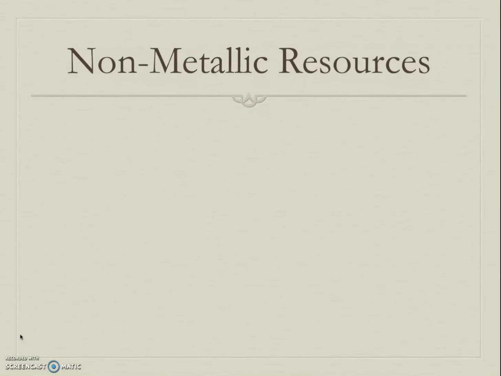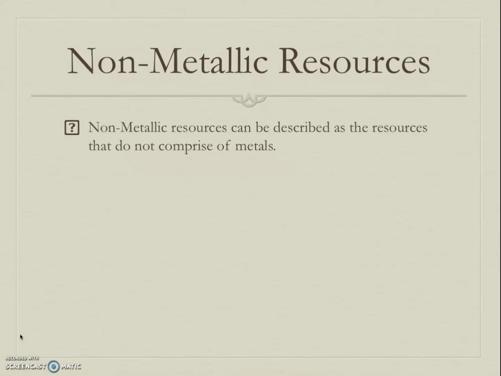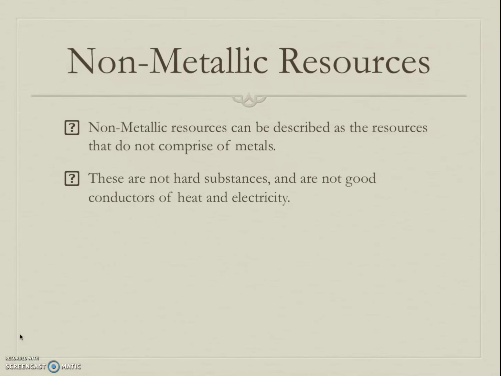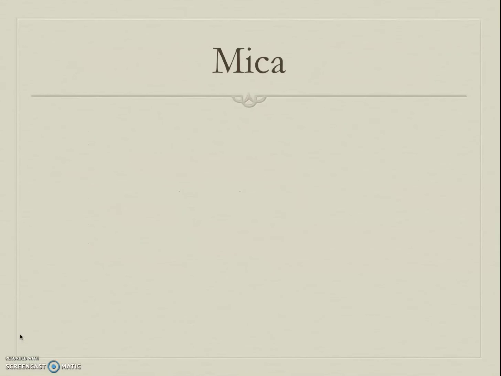Next, we are going to see about non-metallic resources. Non-metallic resources can be described as resources that do not comprise metals. They are not hard substances and are not good conductors of heat and electricity. Examples of these non-metallic resources are mica, limestone, gypsum, dolomite, and phosphate, etc. We are just going to have a brief explanation of these examples. First, we will go into mica.